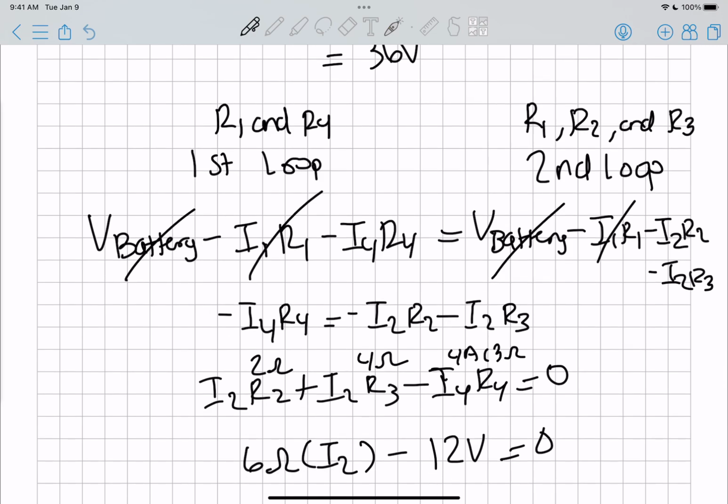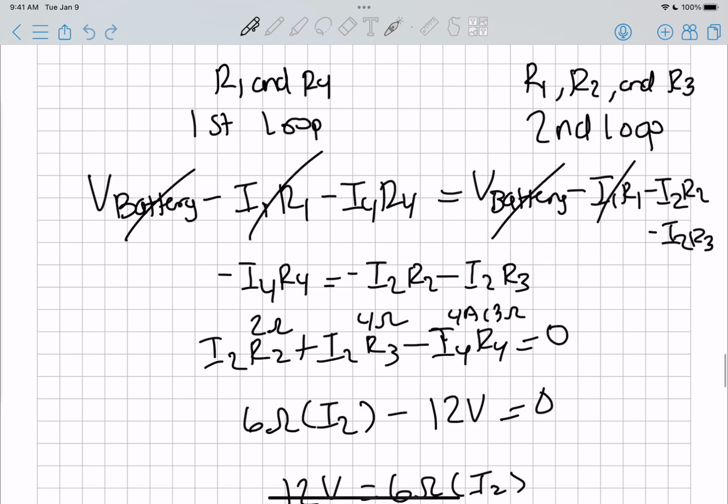You have to have V battery on both sides because once you do V battery minus the voltage drops across each resistor, it should end up at 0 at the end, right? So this should have 0 on both sides. And then you just subtract off the voltage drops from each resistor. So we went through R1, so it goes minus I1 R1. You go through R4, it goes minus I4 R4. And then that equals the other loop, which is V battery minus I1 R1 again, minus I2 R2, and then minus I2 R3, right? Why do we keep I2 the same between resistor 2 and resistor 3?